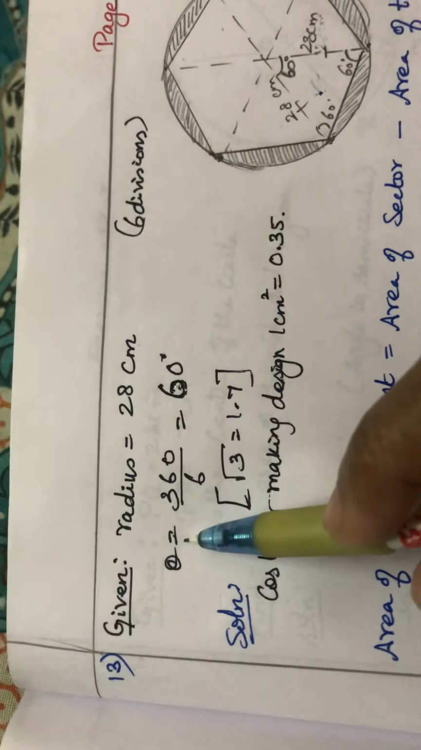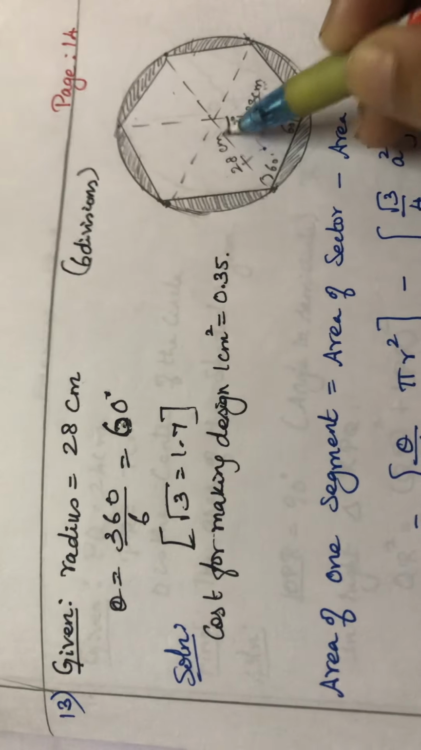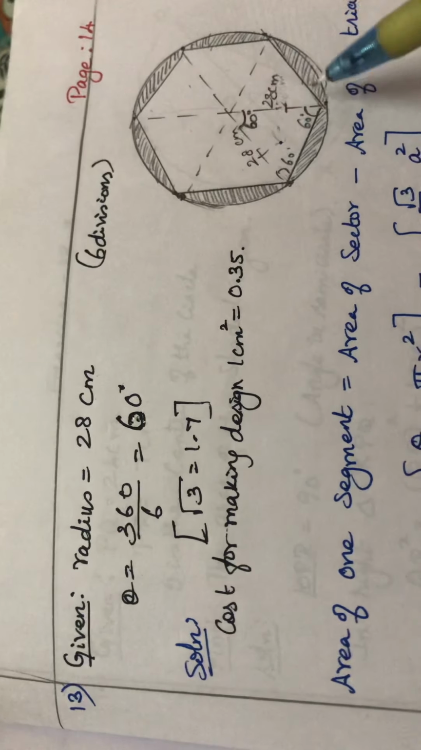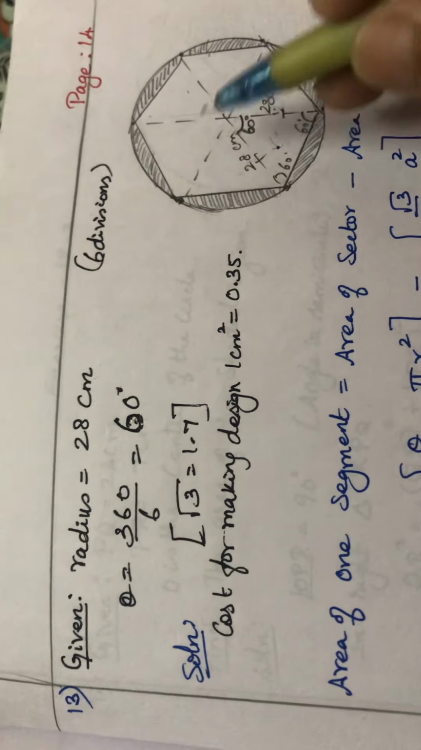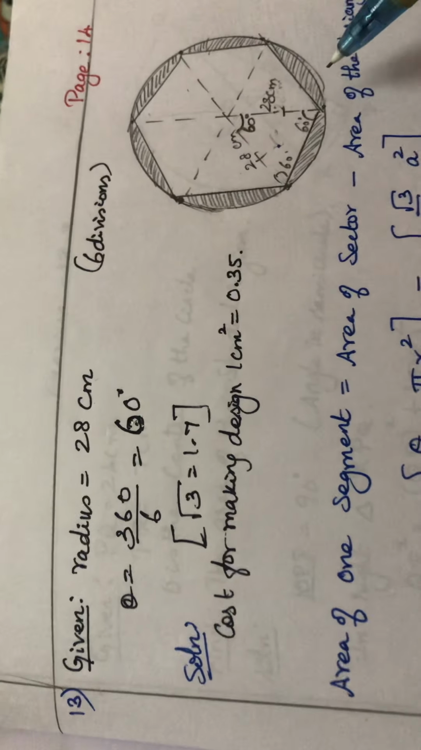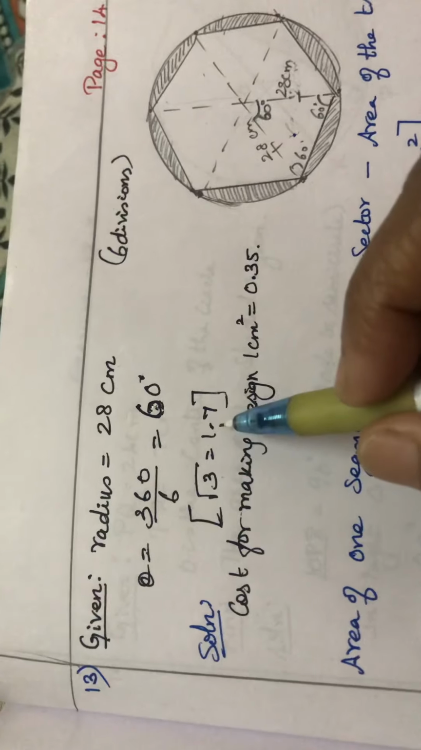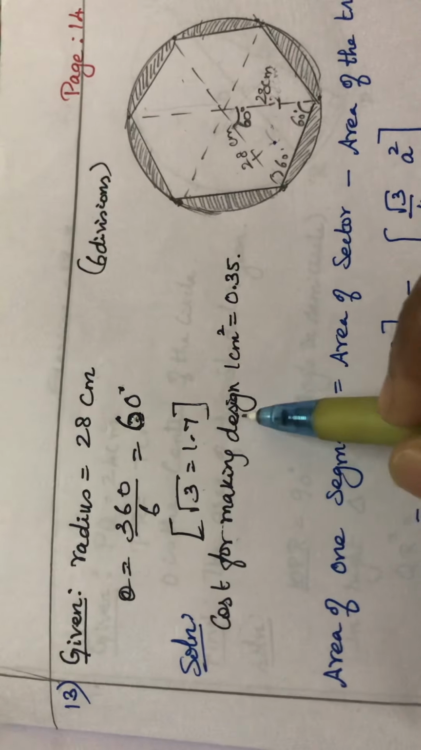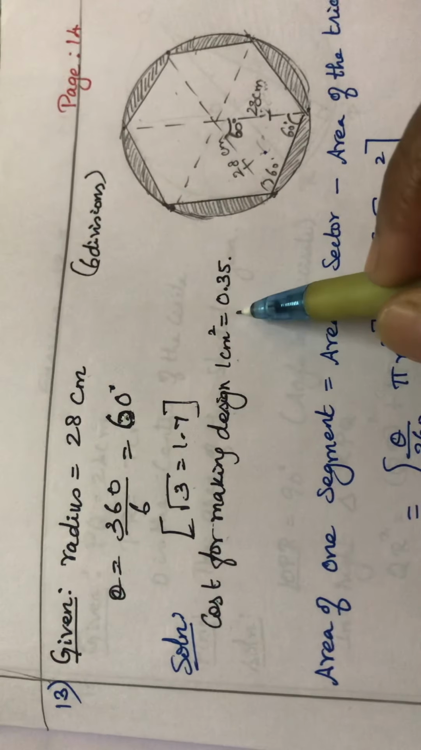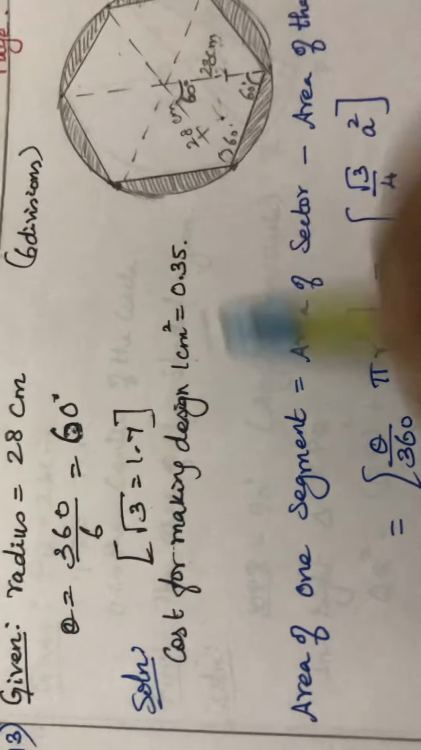So what is the angle? 360 divided by 6. So the angle for one sector is 60 degree and the radius is given as 28 and 28. Since these two radii are equal and the designs are also equal, I am taking that as an equilateral triangle. It is given root 3 is equal to 1.7, and it is given in the question the cost for making the design for 1 centimeter square is equal to 0.35. This is also given in the question.